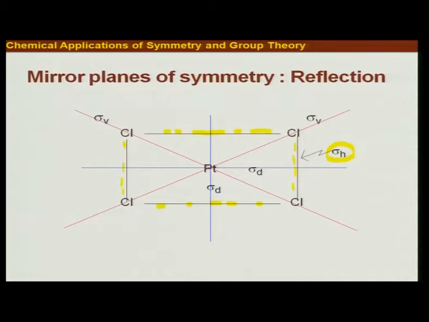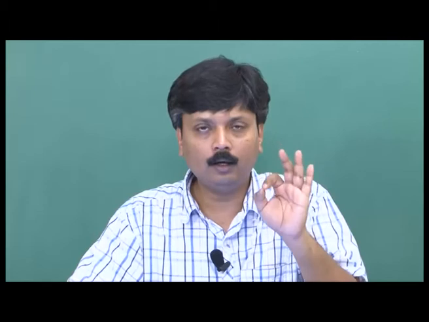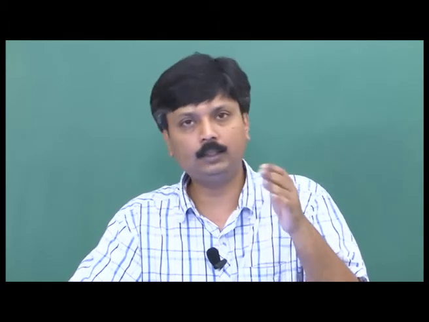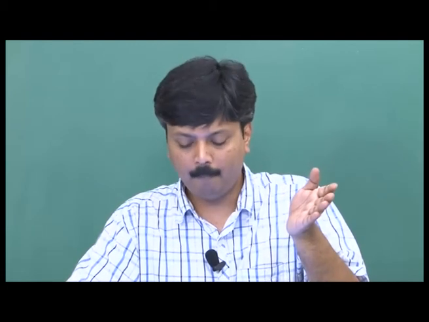On the other hand, if you follow these red lines, which are also sigma planes, because you can produce an indistinguishable structure by reflection through these planes, these two contain the principal axis of symmetry. So this is a sigma v plane.